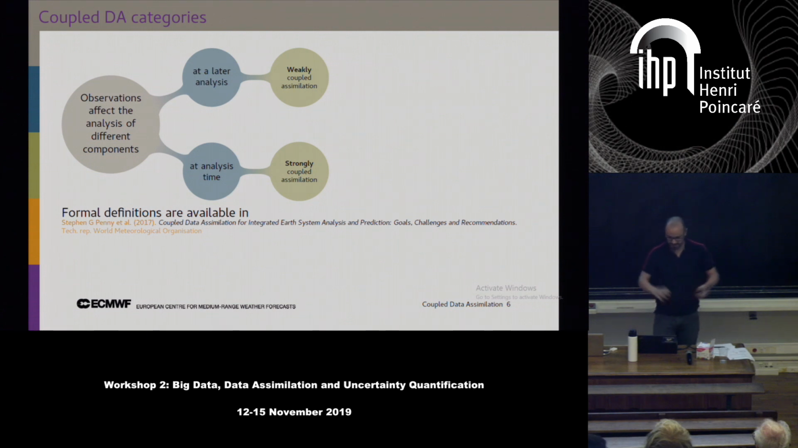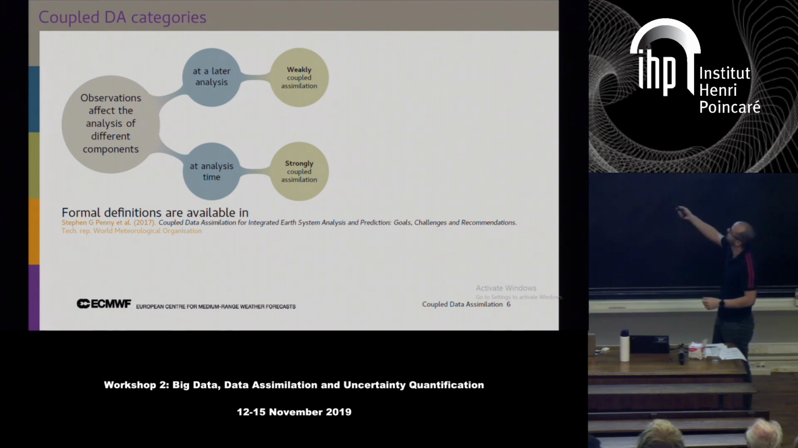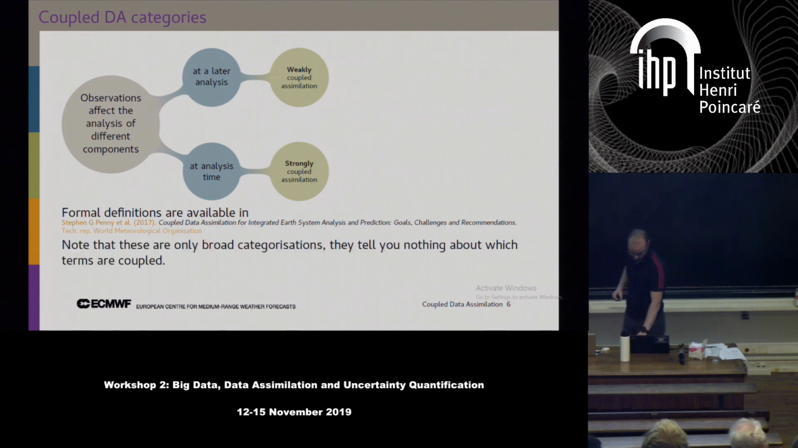So that kind of leads us to a categorization of coupled DA. If you have an immediate observation impact at the analysis time, you're kind of strongly coupled somehow. If you don't have that, if it comes later, that's weakly coupled. And we get some formal definitions here.